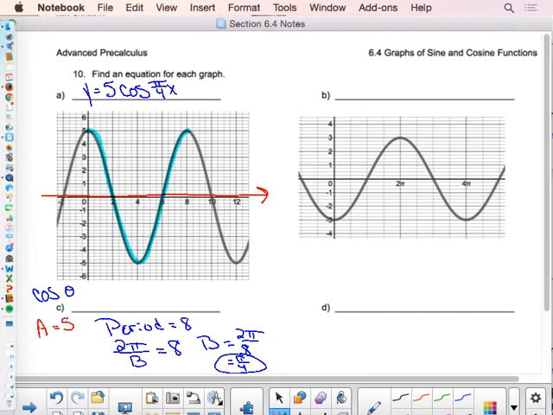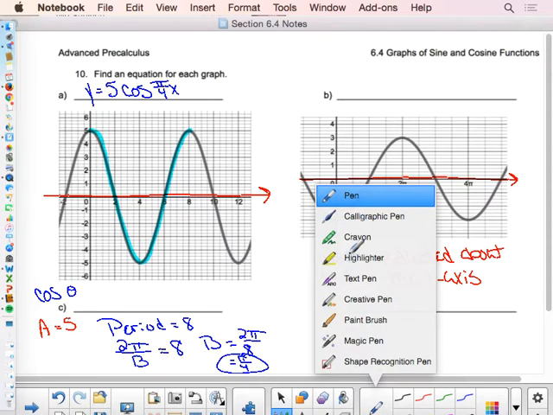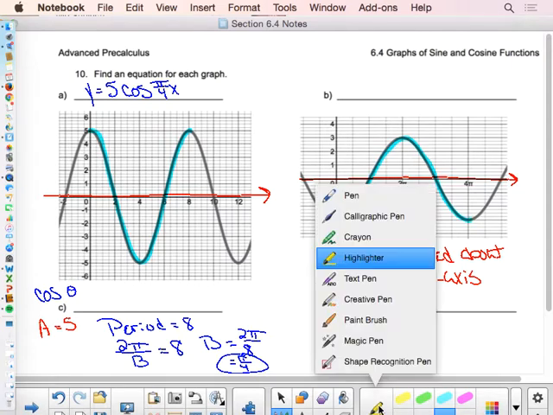Let's take a look at b. This time, I know it again doesn't start at the origin, so I know that this is cosine theta. The value from the sinusoidal axis, right here, to the minimum or to the maximum is 3. So A is equal to 3. I also note that this is reflected about the x-axis. And if you remember your transformations, that means that the function is negative. So I have one more thing to find, and that's the value of b. So it starts at the minimum, goes through the x-axis to the maximum, back down through the x-axis to the minimum again. So that's one full cycle.